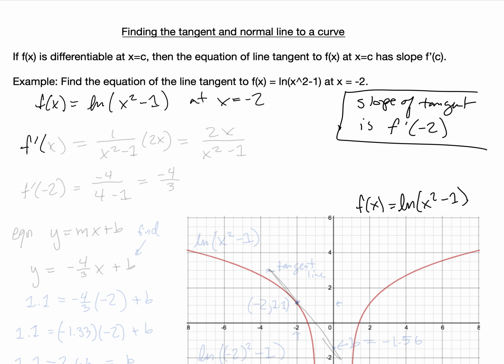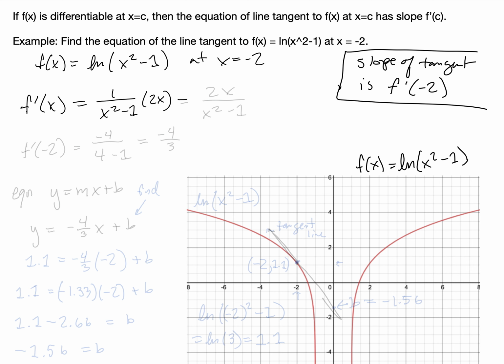So the derivative in general, here we'll need the chain rule. The derivative of natural log of something is 1 over that something, 1 over x squared minus 1, times the derivative of the inside, times 2x. So that's 2x over x squared minus 1.